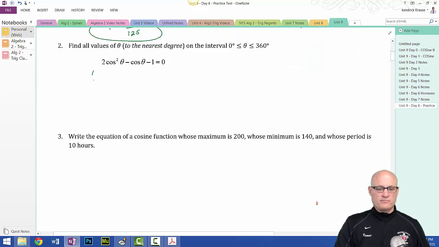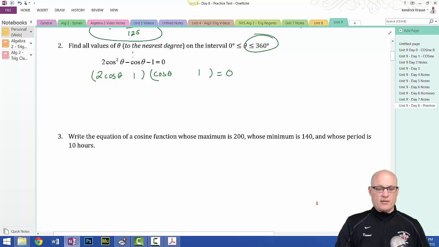Well, this one's not bad. We're just going to factor. I thought my next problem was kind of tough. Notice it says equal to 360, just in case. So I got 2 cosine theta and cosine theta. I know these have to be both 1s. I just don't know which one's going to be which.